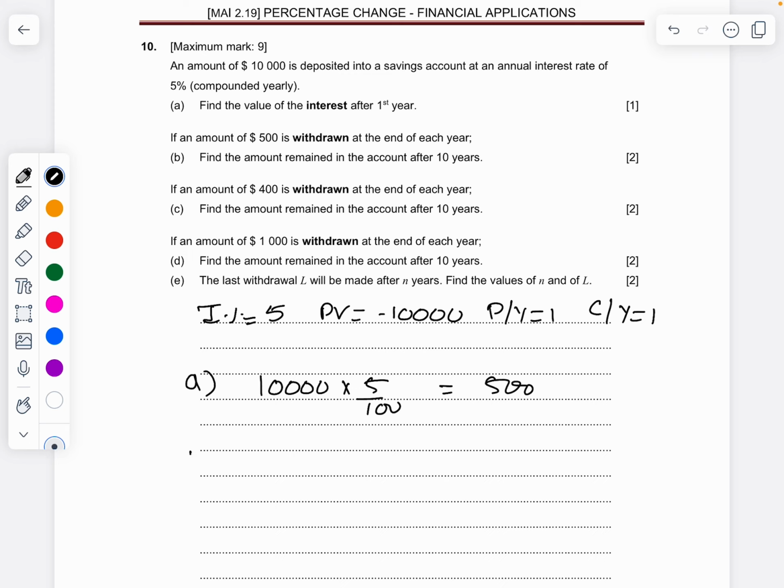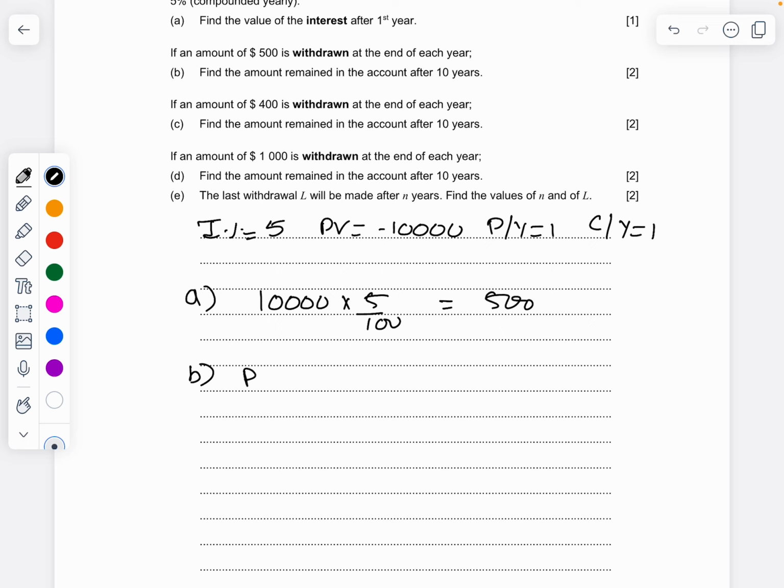Then part B, if the amount 500 is withdrawn at the end of the year, find the amount remaining after the 10 years. So you are supposed to be withdrawing. So PMT is plus 500. Then final value, keep it as 10,000 future value. So you'll be able to get it as future value is 10,000.